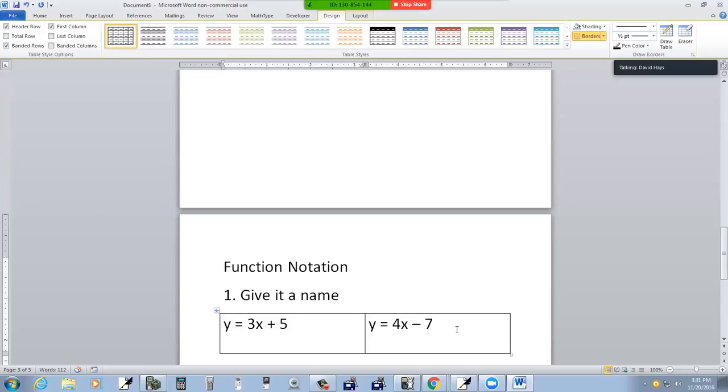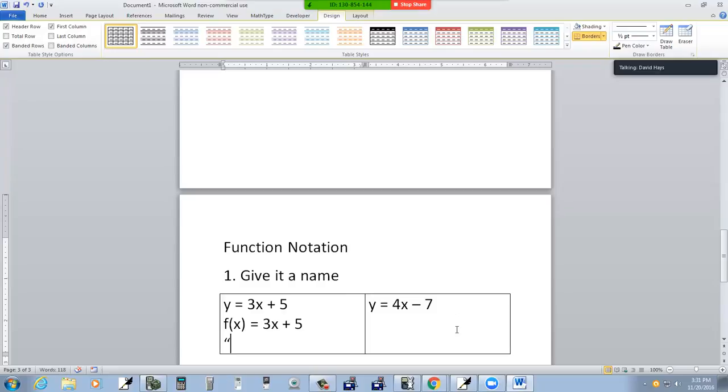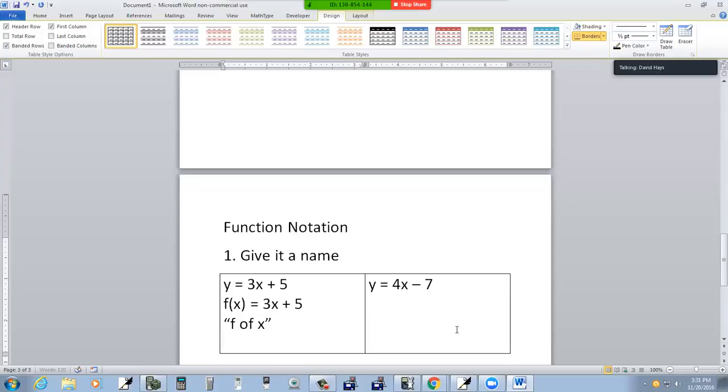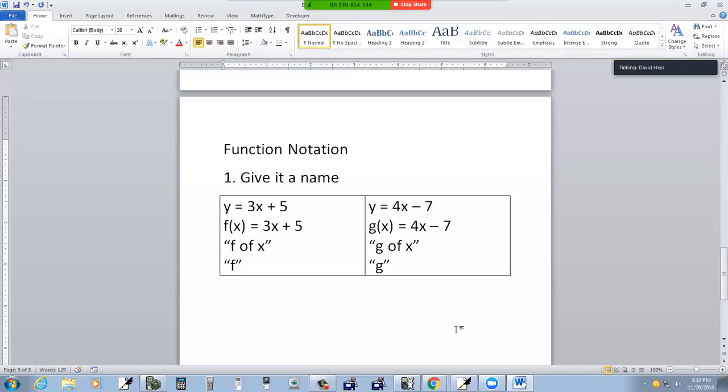So instead of calling it by y, we instead give it a name. Not like Bill or Bob, but a name looks like this. This is read as f of x, or we even get lazier in math, we just say f. The other one, we give it a different name. And this is read as g of x, or we could simply say g. Now these have no mathematical meaning. That does not mean f times x, does not mean g times x. They're strictly names. That's its first purpose.